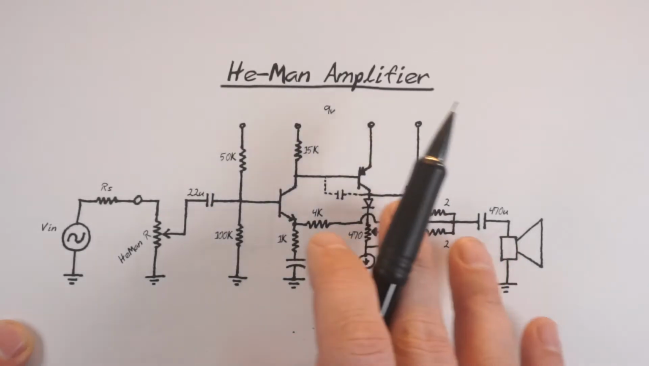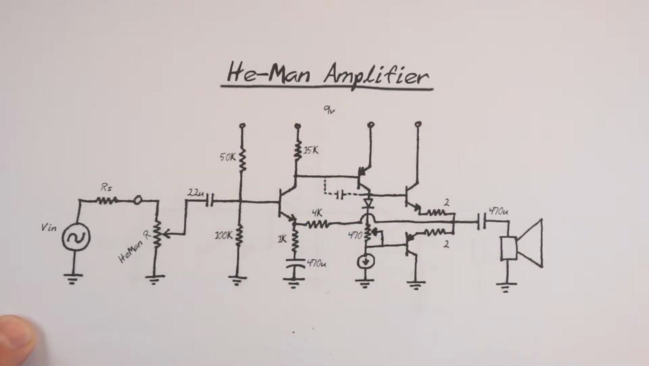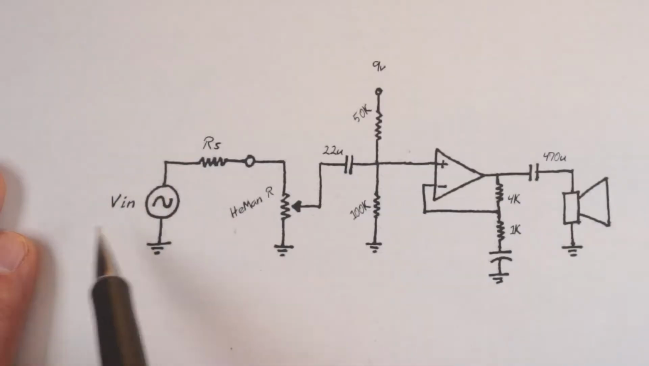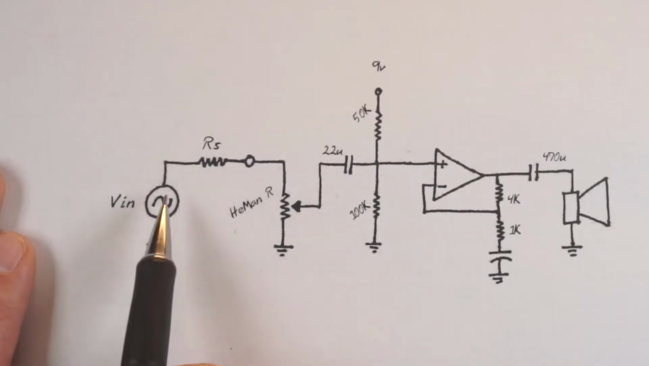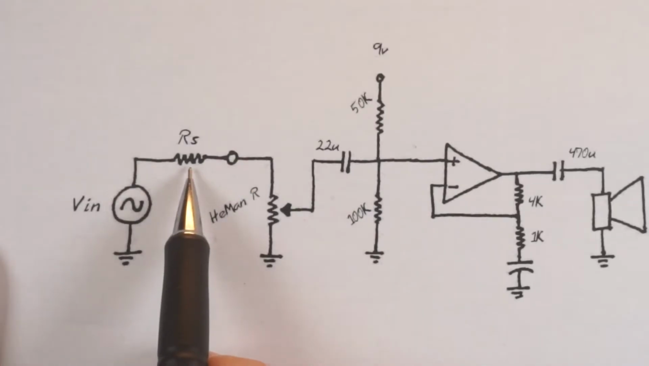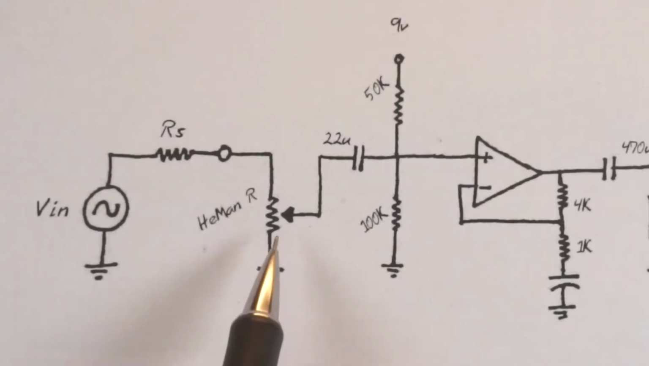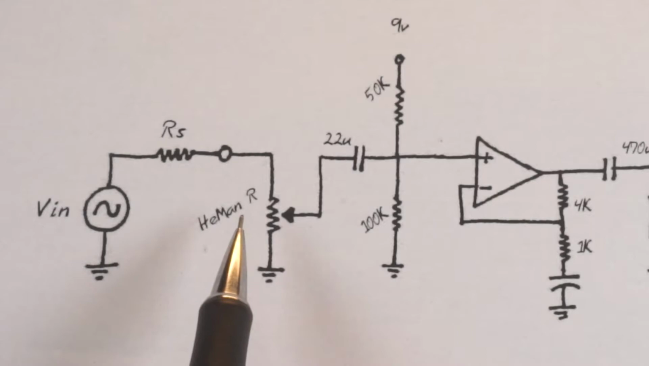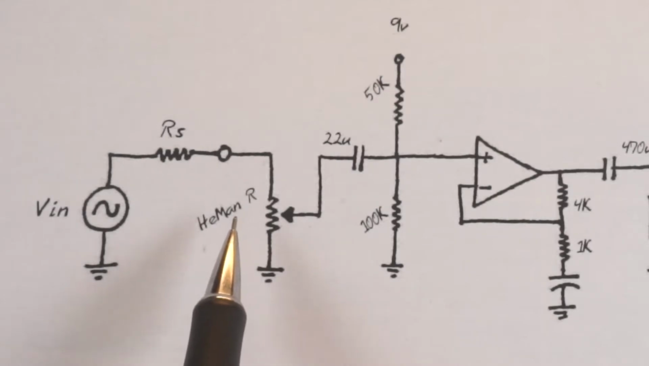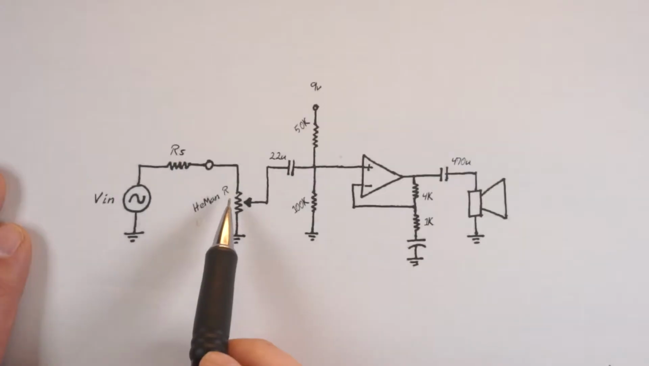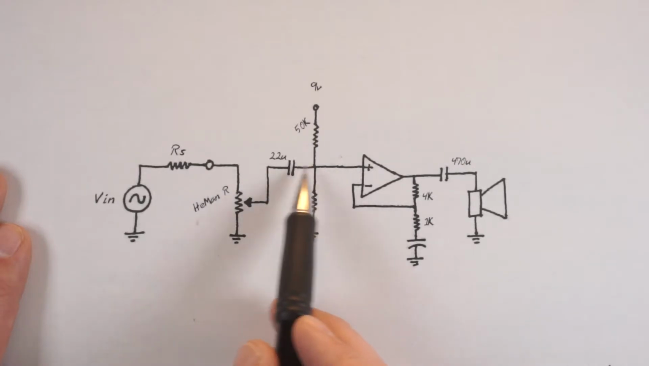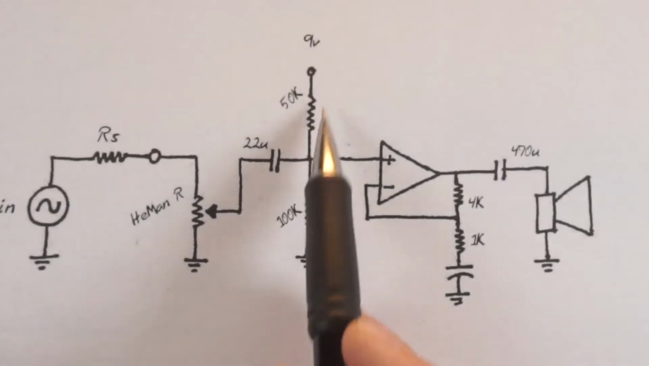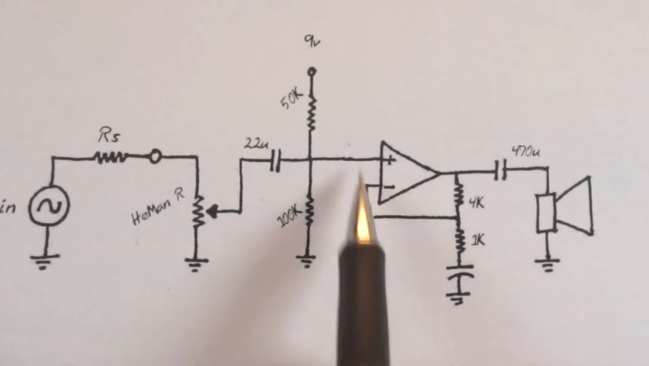To make this look a little less complicated, this circuit can also be drawn something like this. This is where the computer/phone hooks in, and this is the output impedance of the computer. This is the He-Man potentiometer, which divides down the computer voltage to control the volume. I then go through this capacitor into the amplifier, where these two resistors bias something like an operational amplifier.